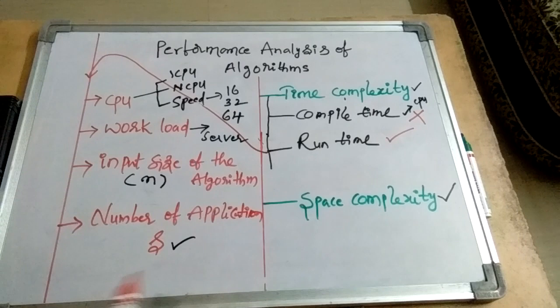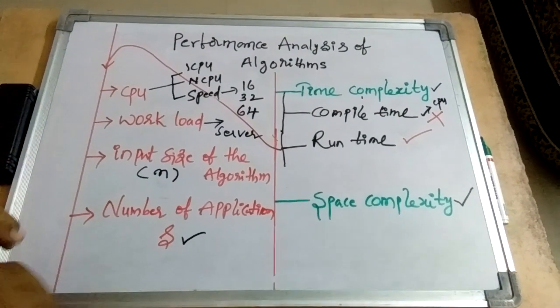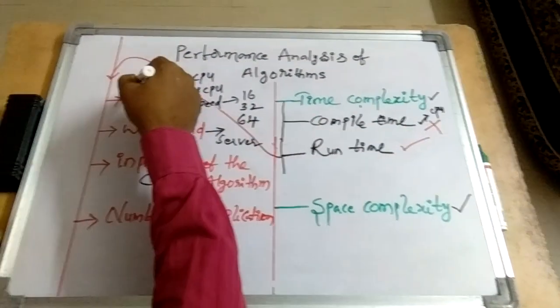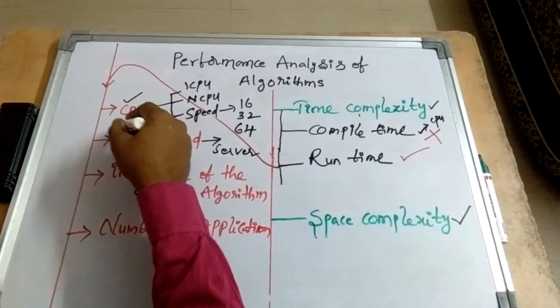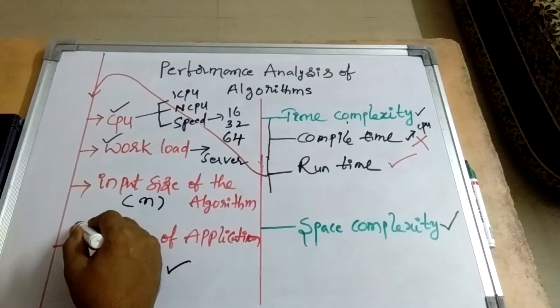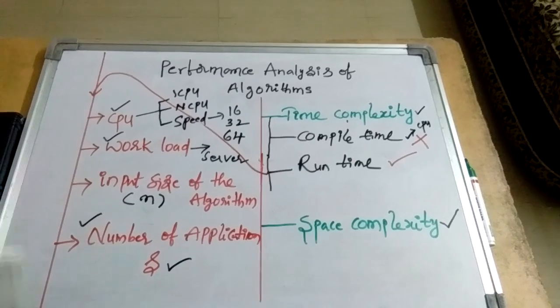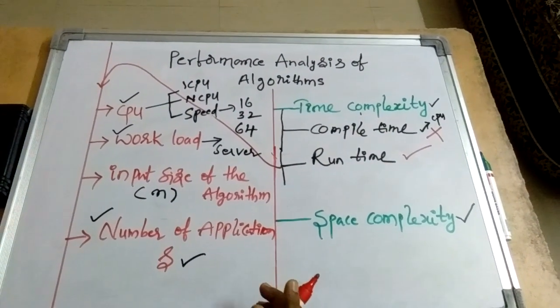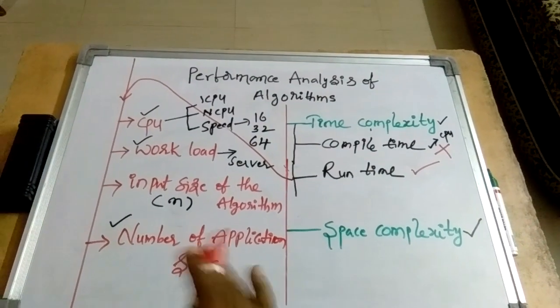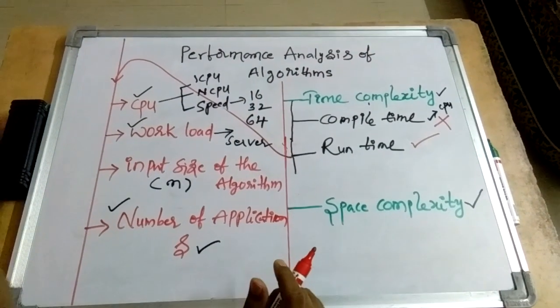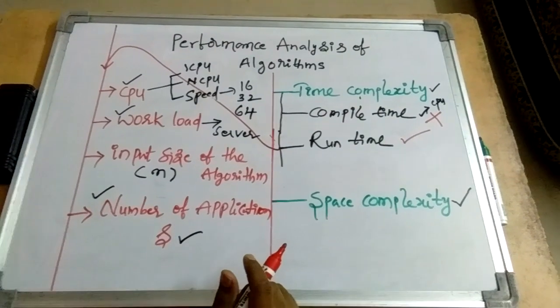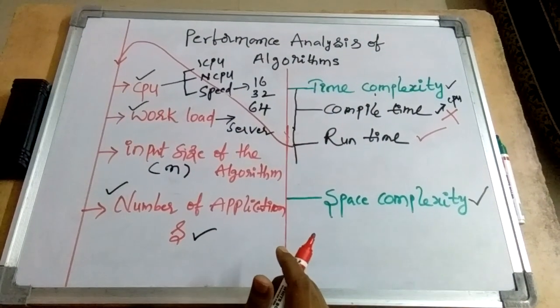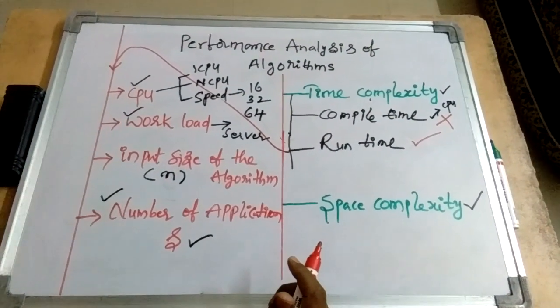But in fact, as a user, you cannot focus on all these things. One thing is the CPU, then the workload, and then the number of applications you are running. What type of CPU somebody is using, we cannot measure it. We cannot come to know, because somebody will be executing the algorithm somewhere else in the world on their own system. Now the workload also we cannot estimate.